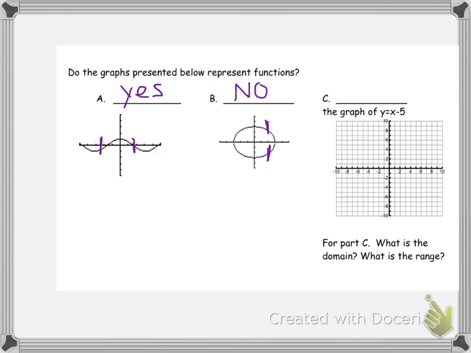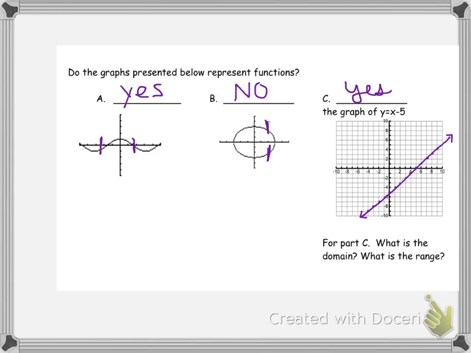And in C, we need to graph the line y equals x minus 5. A little bit of a review here. Fortunately, we're given the line in slope-intercept form. The y-intercept is -5. The slope is 1. So we can plot a bunch of points and then draw the line to connect them, and we see that yes, this is a function. Notice when I drew my line, I had it extend across the entire graph. That's a good practice. Now for part C, we're also asked what is the domain and what is the range.